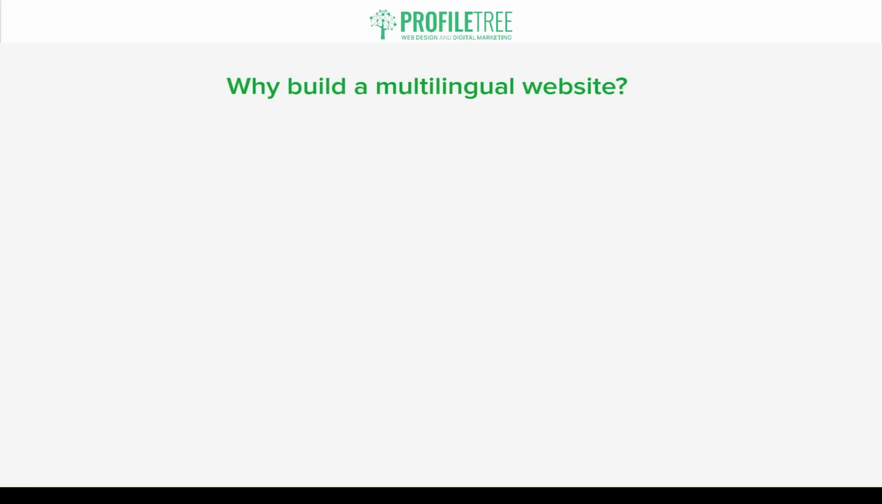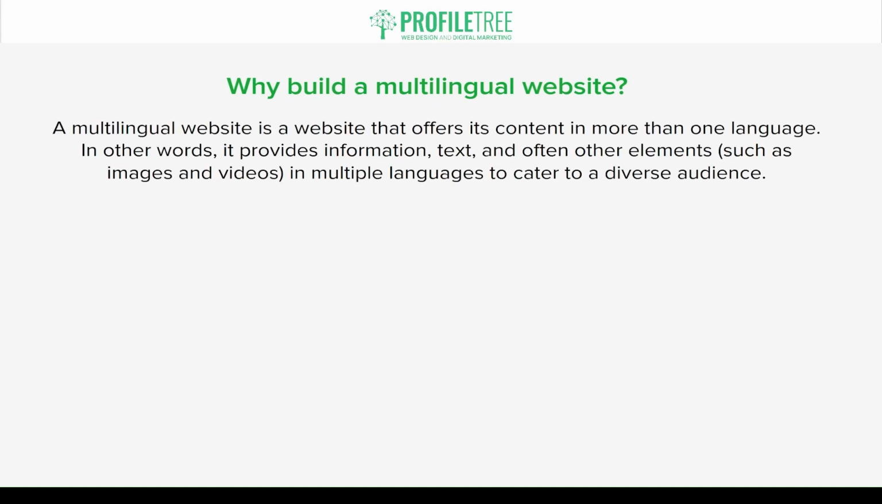So why build a multilingual website? A multilingual website is a website that offers its content in more than one language. In other words, it'll provide information, text, and other elements such as images and videos in multiple languages, and the reason for this is because it caters to a diverse audience. Users visiting the site can typically choose their preferred language from a language selector or menu. Some other key features of a multilingual website include language selection, so users can select their preferred language from a list of available languages. This choice often persists across pages or sessions, ensuring a consistent browsing experience in the chosen language. And localized content. So content isn't simply translated word for word, but it's often adapted to be culturally relevant and sensitive to the target audience. This may involve adjusting language, imagery, and content to align with local customs and preferences.